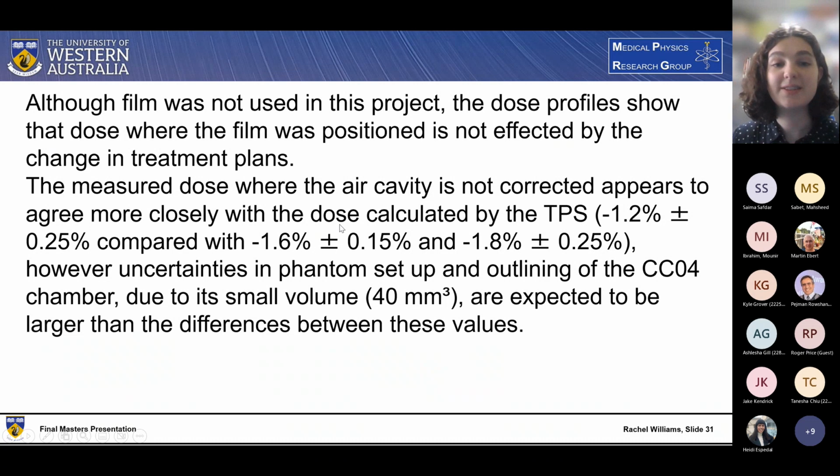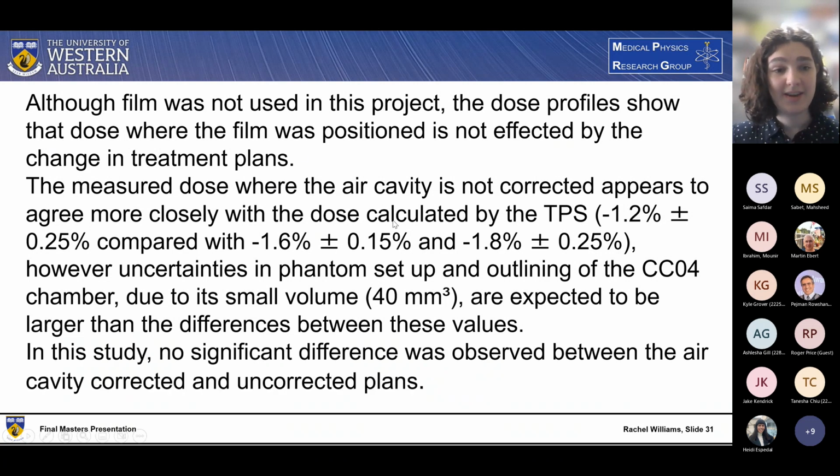However, both uncertainties in phantom setup and uncertainties in outlining the CCO4 chamber, due to its small volume, are expected to be larger than the difference between these values. Therefore, in this study, no significant difference was observed between the air cavity corrected and uncorrected plans.